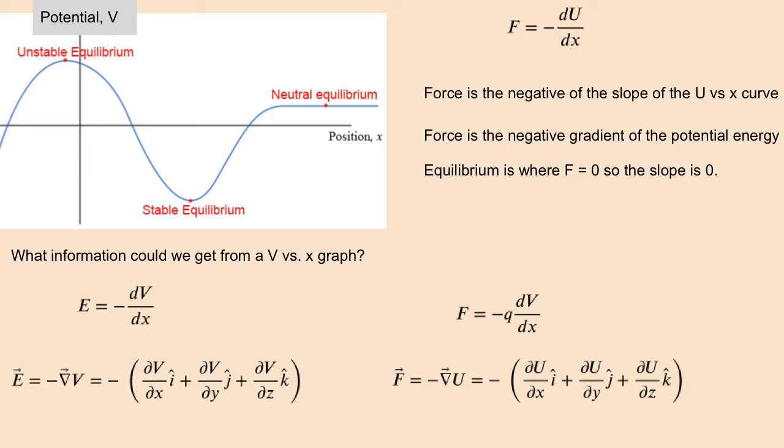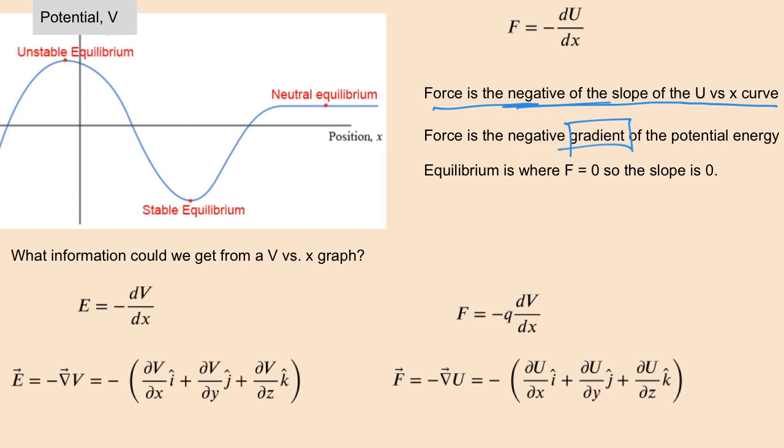Okay, so when we originally looked at potential energy curves, we talked about F equals negative dU/dx, being the negative of the slope of the U versus x curve is the force, right? Or we also talked about this word gradient. It's the gradient of the potential energy. And equilibrium is where F equals 0, so the slope is 0. So you will see this in this context in a couple different ways.